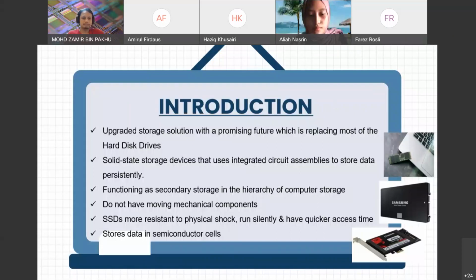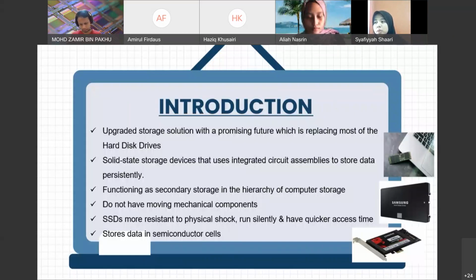So, SSD is much similar to a USB flash drive or a thumb drive technology, but with an upgraded storage solution with a promising feature that is replacing most of the HDD. SSD is a solid-state storage device that uses integrated circuit assemblies to store data persistently and functions as secondary storage in the hierarchy of computer storage.